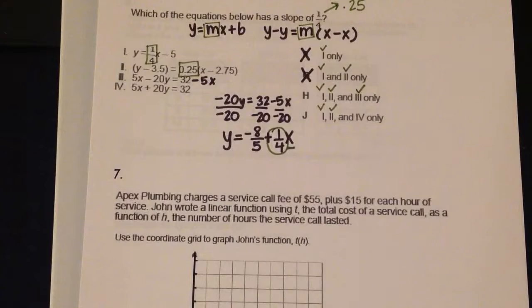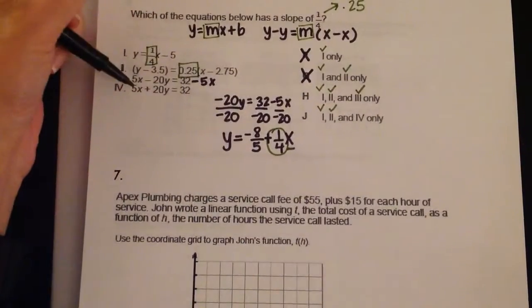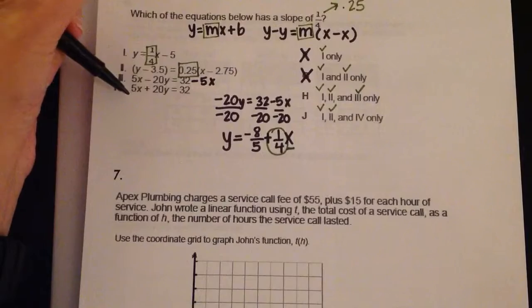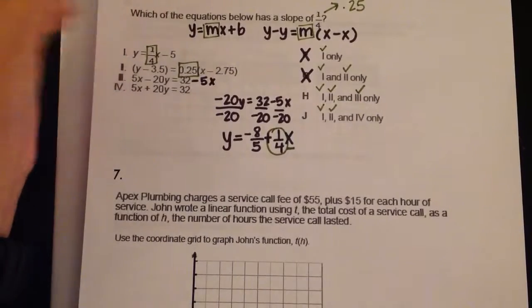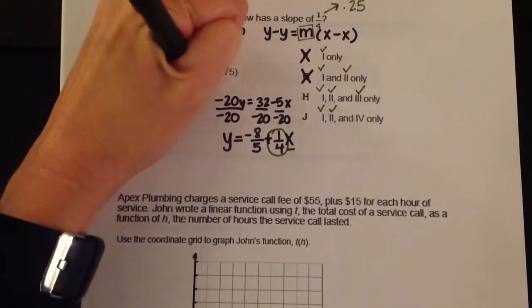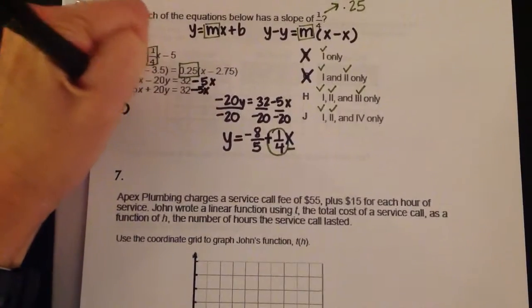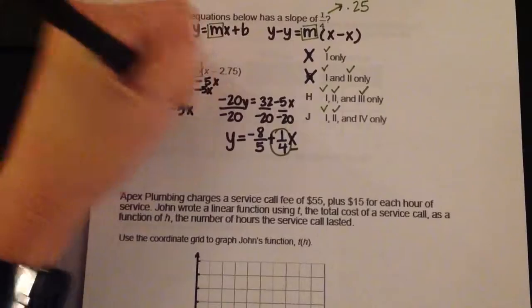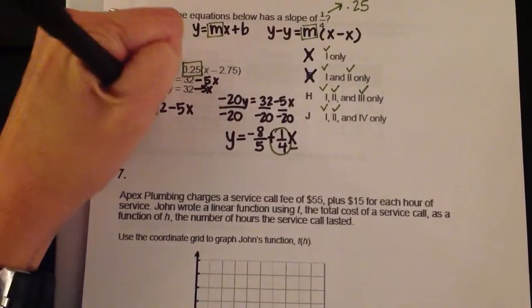Now I'm going to go ahead and solve option 4 because you just need that practice, and I want to double check I didn't make a mistake. So again, this is standard form. I've got to move my 5x to the other side. Would I add 5x or subtract 5x to move it? You should subtract 5x. So it's going to give you 20y equals 32 minus 5x. And then we're going to divide by 20.